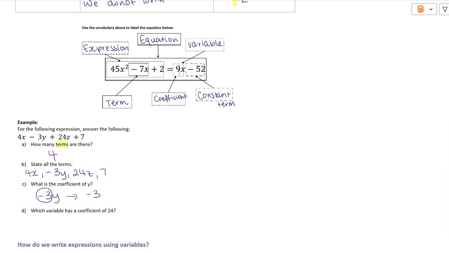And then which variable has a coefficient of 24? We're looking for the letter that goes with 24, and that is z. Okay?